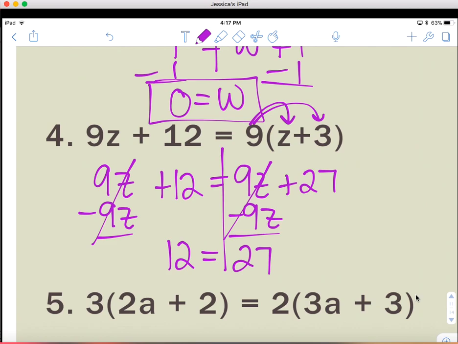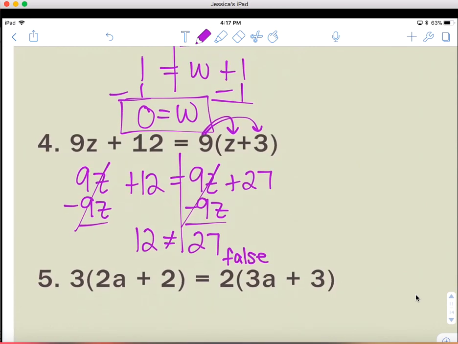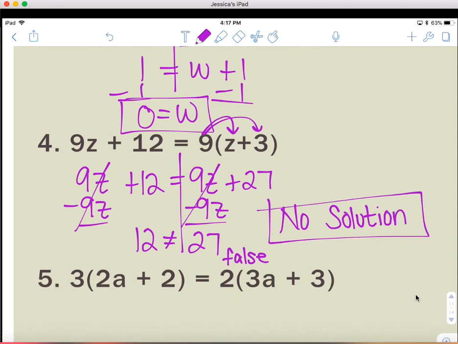When this happens, when your variable cancels on both sides, you have to look and see if what you're left with is true or false. In this case, 12 does not equal 27. This is false. So our answer for this problem is no solution. There is not a number that exists that we can plug in for z that would make this equation true. This is a special case, so remember it only happens when your variable cancels on both sides.